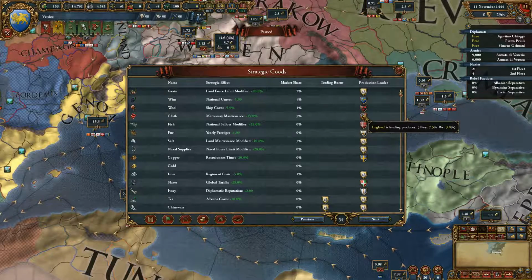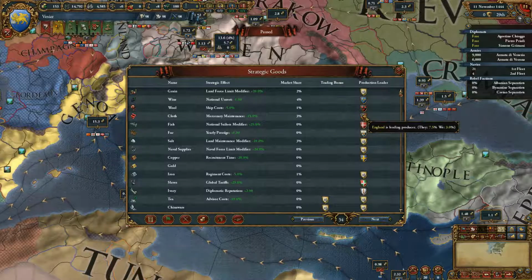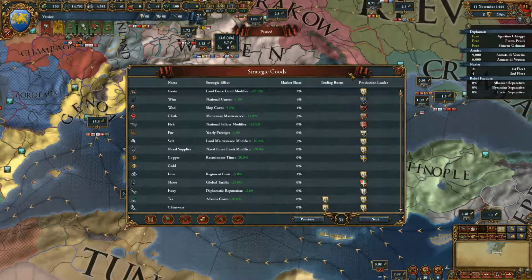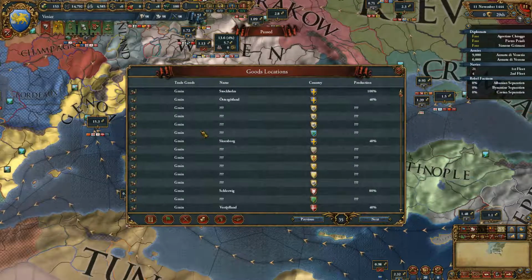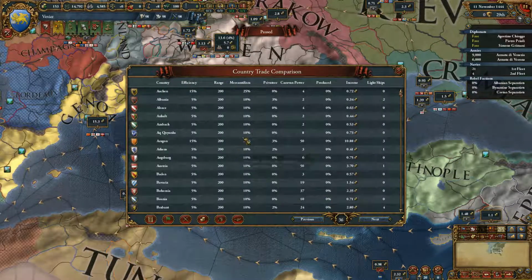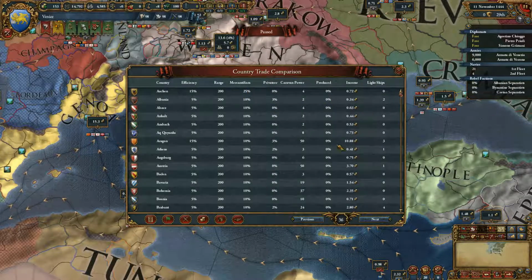You can look at your comparison between them. They produce about 7.5%. We produce 3, like that. And then goods locations, where all the goods are. Trade comparisons, mercantilism, privateer, caravan power, produce.